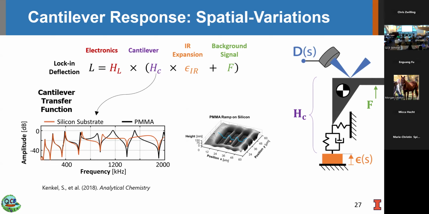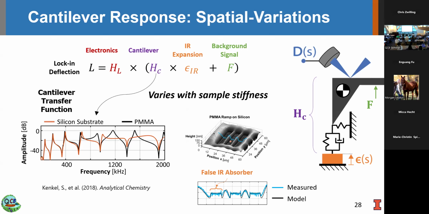Collecting an AFMIR image with such a large response and variation can cause a lot of challenges. So here, depending on our choice of which pulsing frequency we want to operate at, we can introduce false IR contrast due to the variability in stiffness seen by the tip, thus masking the desired underlying chemical contrast.